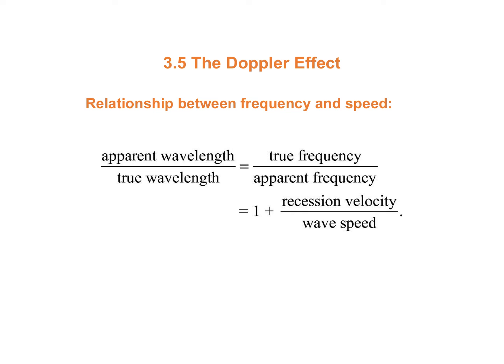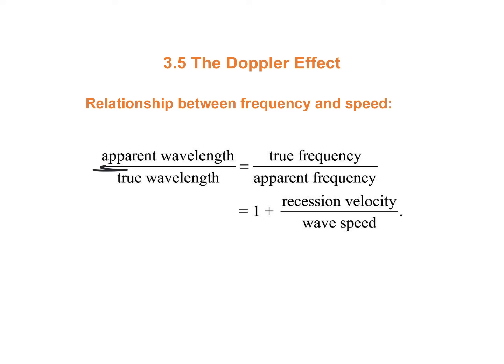Now, in this slide, we have a formula where we can say the ratio of the apparent wavelength, that's the wavelength that we measure, versus the true wavelength, that would be the wavelength the thing had if it were standing still, is equal to the true frequency over the apparent frequency, which is also equal to 1 plus the speed with which the thing is moving divided by the speed of the wave that's being emitted. Now, the good news is I don't expect you to memorize or know, or even I'm not even going to ask you to use this formula, but I put it in this presentation because what I want you to understand is that there is a formula.